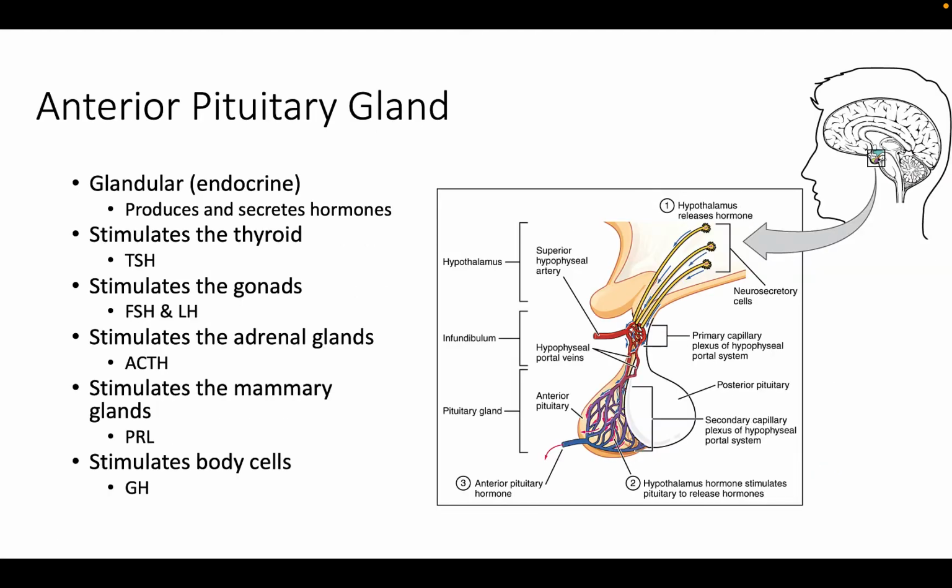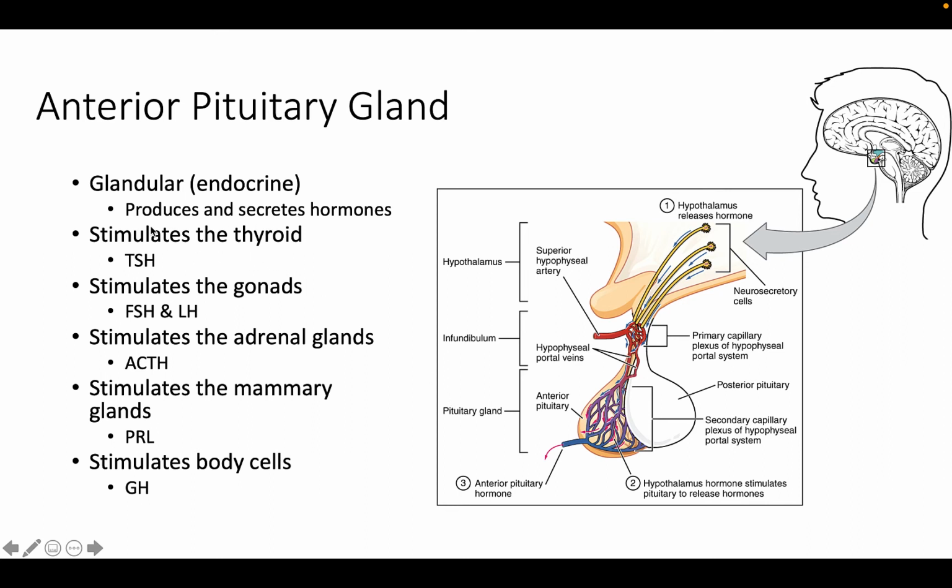The other pituitary is the anterior pituitary gland. This is a solely glandular or endocrine organ. It produces and secretes hormones. So unlike the posterior pituitary, which only stores hormones that the hypothalamus produces, the anterior pituitary makes its own hormones. And upon stimulation by the hypothalamus, it releases those hormones. There are a few different hormones that it makes.